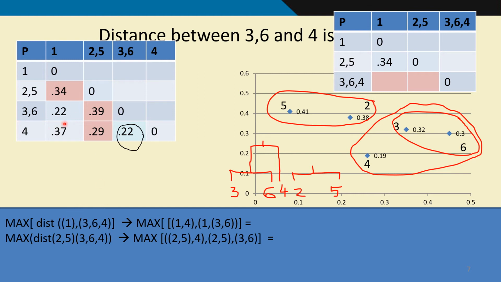1 and 3, 6 value is 0.22. 1 and 4, the distance is 0.37, and we are going to take the maximum distance. So we would go by 0.37. Similarly, we have to take the distance between the cluster 3, 6 and cluster 2, 5, and 4 with 2, 5. So let's see. 3, 6 and 2, 5 value is 0.39, and 2, 5 and 4 the distance is 0.29. We have to take the maximum, so we are taking 0.39.